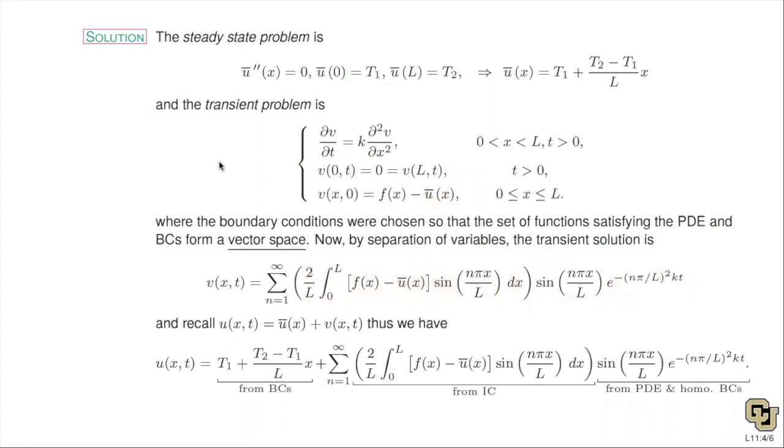So finally, here's the full solution. We put it together with the transient solution and the steady state solution. Here's the steady state solution in the front, and I say from boundary conditions. All of this information, T1 and T2, was from the boundary condition on the original PDE.